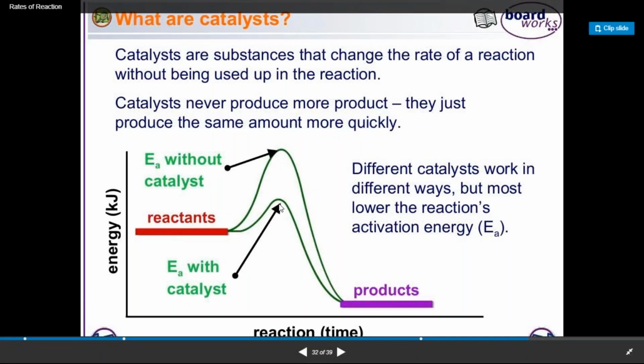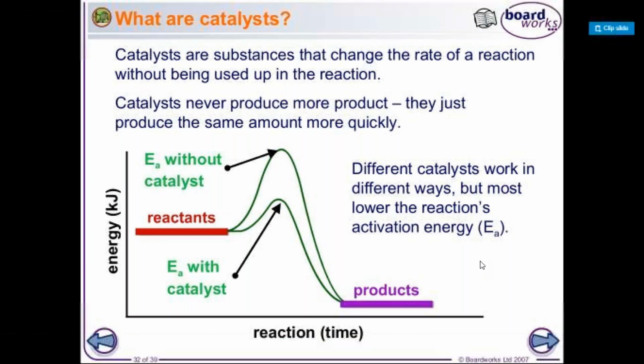If you take a look at this graph, you will see that we have reactants and products. By the way, this reaction is an exothermic reaction. In order for reactants to turn into products, they must have the minimum activation energy, which they have to overcome. But catalysts increase the rate of reaction by providing a second pathway with lower activation energy, which means that more particles will be able to collide and make successful collisions and turn into products in a given time.